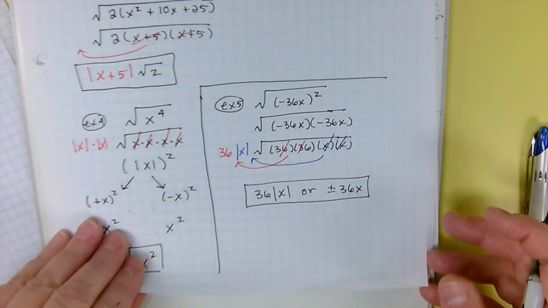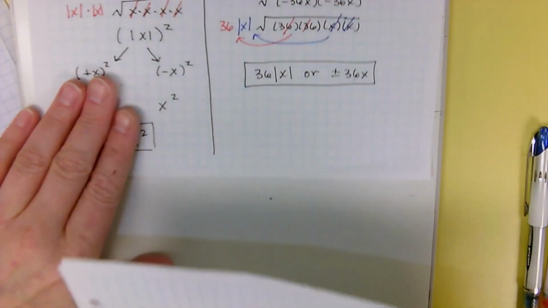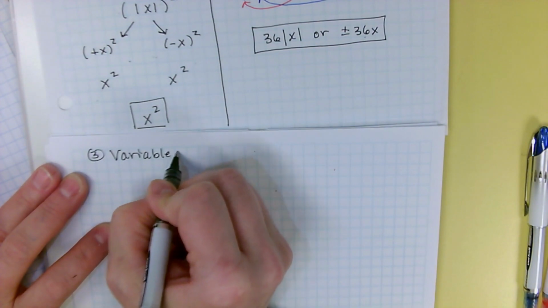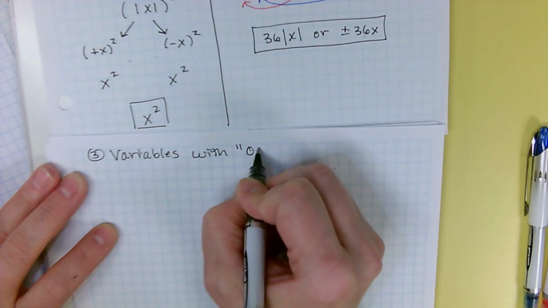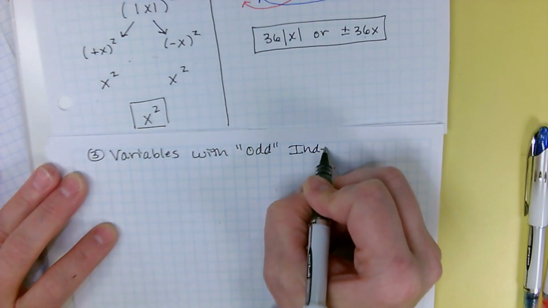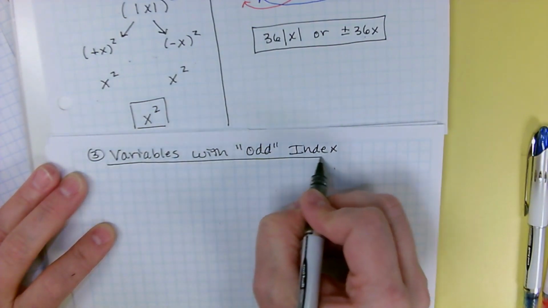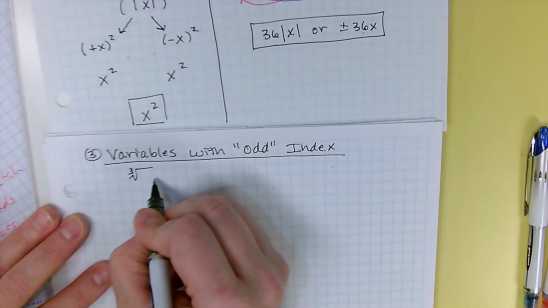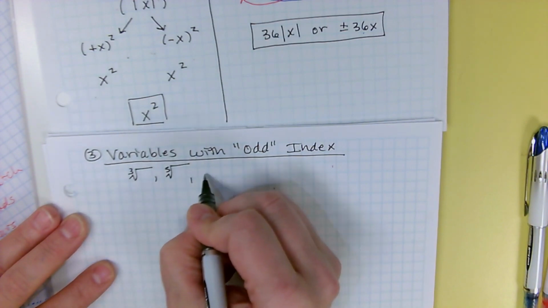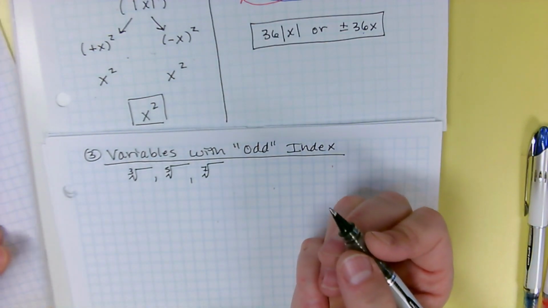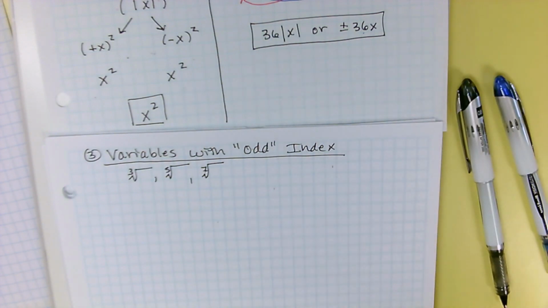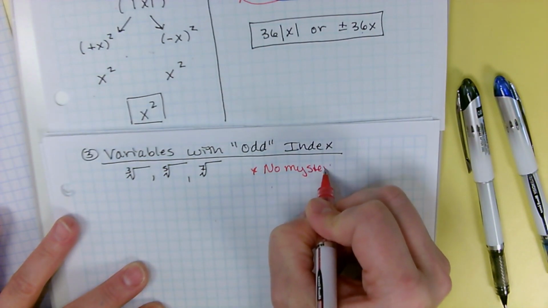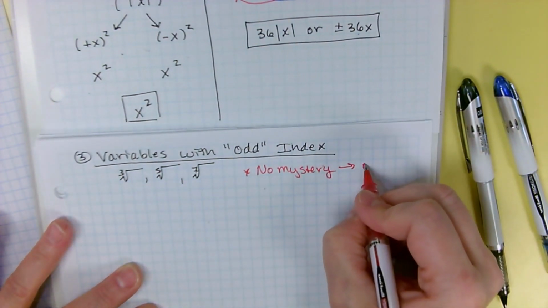Okay, so last category, category 3. We're going to work with variables with an odd index. So all those were variables with an even index. So odd index would be cube root, 5th root, 7th root, and so on. The biggest difference between an odd index and an even index is that in an odd index, there's no mystery. There is only one answer.